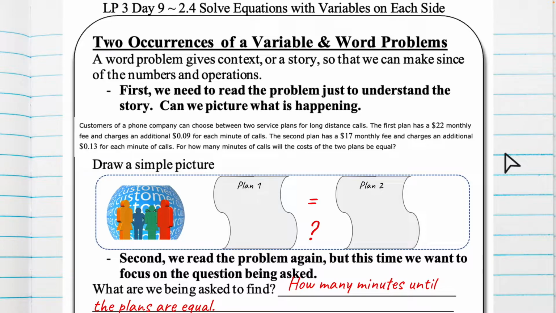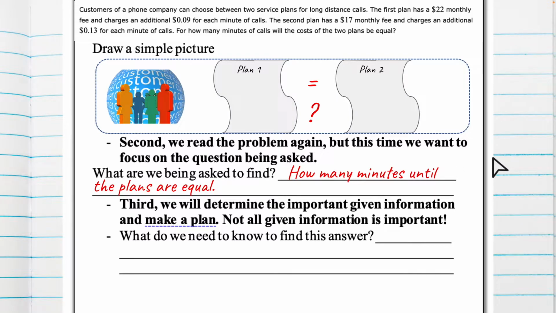So on the third read here, we're going to determine the important information, and then we're going to make a plan. How do we figure this out? Remember, not all given information is always actually important. Sometimes it's just extra. They didn't give too much extra information on this plan, other than the fact that we don't really need to know that it's long distance calls, things like that. There's things that we could get rid of that don't really matter for certain words, but most of what they're giving us here is important information.